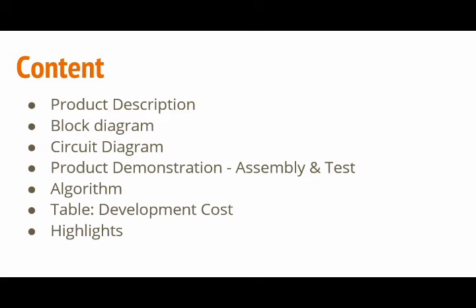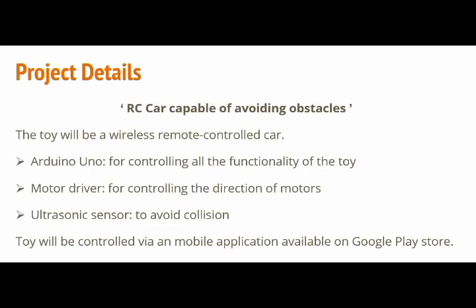So let's move ahead. This project is a remote control car which is capable of avoiding obstacles with the use of an ultrasonic sensor. We have used a board from Arduino, which is Arduino Uno. Arduino is a development board which you can use for your projects. Then we have the motor driver and an ultrasonic sensor, and this toy can be controlled using a mobile application which you can easily find on Google Play Store.